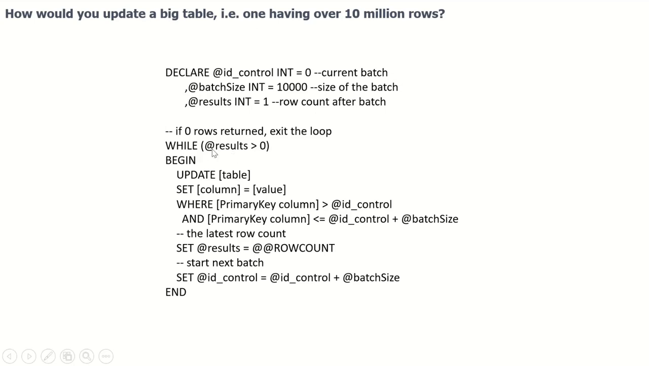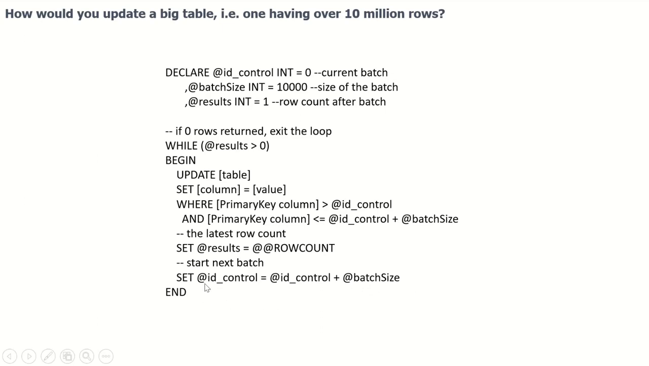And while the condition we use here, if the results are greater than 0, then begin: update table, set column equal to value, where primary key column is greater than @id_control and primary key column is less than or equal to @id_control plus @batch_size. Then the latest row count: set @results equal to @@rowcount, and start the next batch. So set @id_control equal to @id_control plus @batch_size, end.